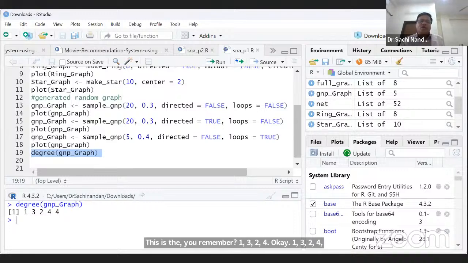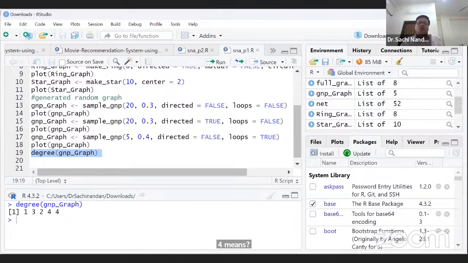Degree 1 means 1 is connected to 5 only. 1, 3, 2, 4, 4. What is 2? This degree is 2. Degree 2 means 2 is connected to 5 and to itself. And 5 is degree 4. What is the 4 degree? Now 5 is connected to 4 vertices, right? So this is called the degree.